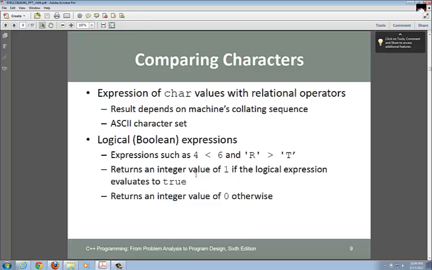Comparing characters is very important. It is very important how you look at characters. In the back of your book, if you look at the ASCII table, I believe it's Appendix B. I'm sorry, in my 6th edition book, I believe it's Appendix B, and give me a second here, I'll tell you where it is.